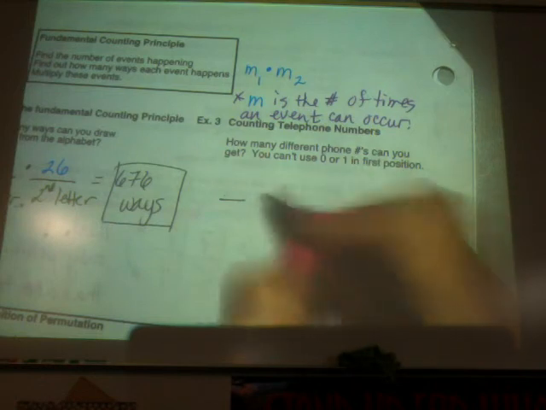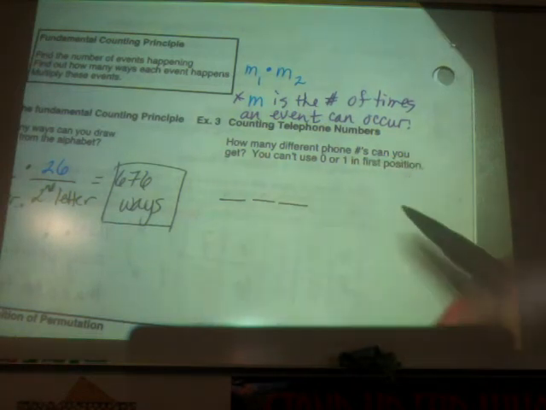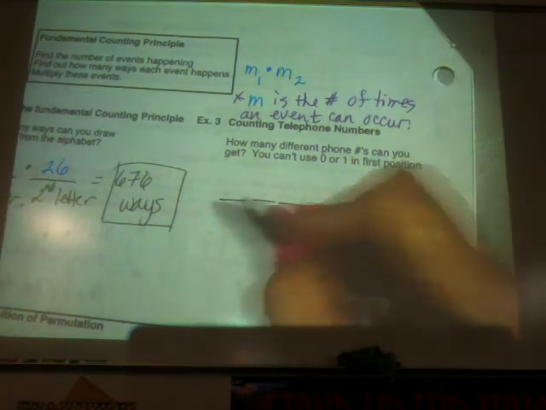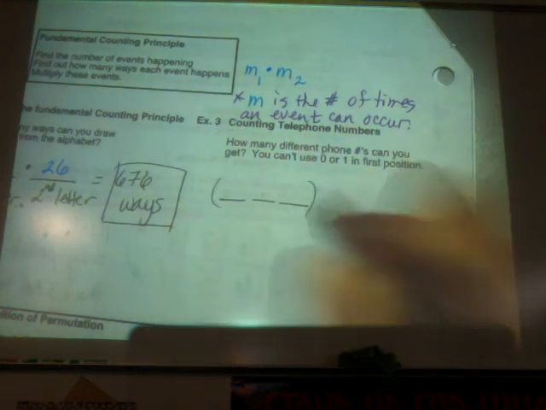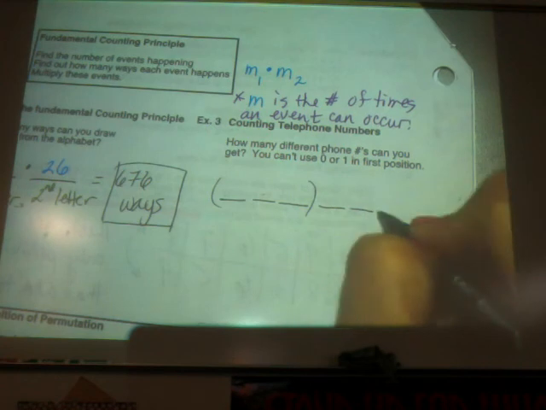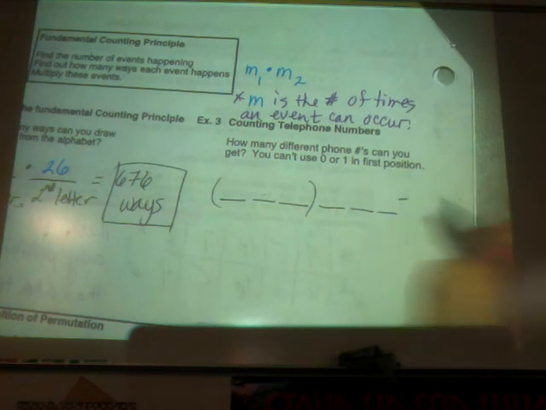So how many digits after the area code are in a phone number? 7. So I have, here's my area code, and then here's, so I could put parentheses there, and then here's my 3 numbers, and then 1, 2, 3, 4, I'm running out of room, right?